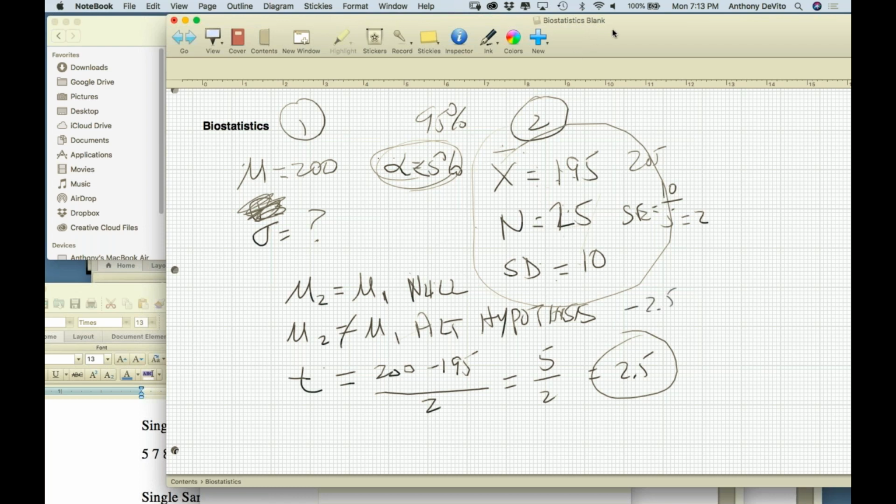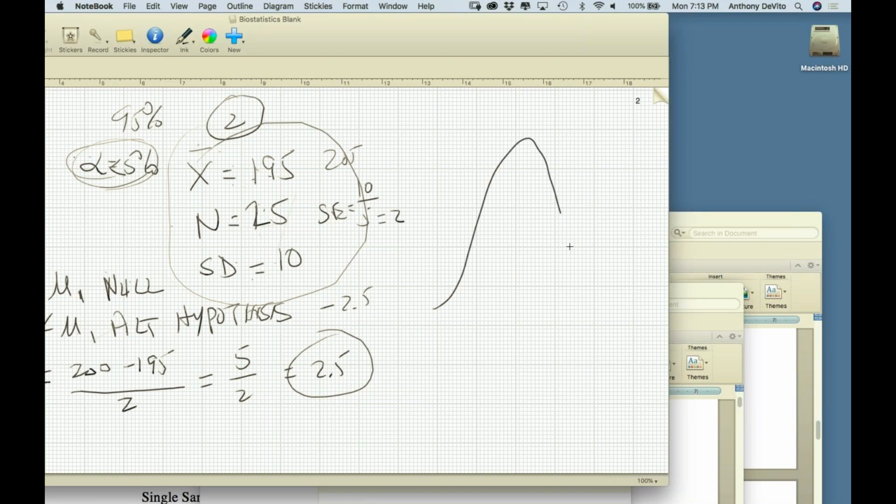If I draw this as a distribution, how far apart are these two means? They're 2.5 standard deviations apart. I didn't know at the start whether they'd be 2.5 standard deviations apart on the top end or the bottom end. So the probability of getting that extreme a difference is 2.5 standard deviations on this side, negative 2.5 standard deviations on this side. So what is the probability of this happening?